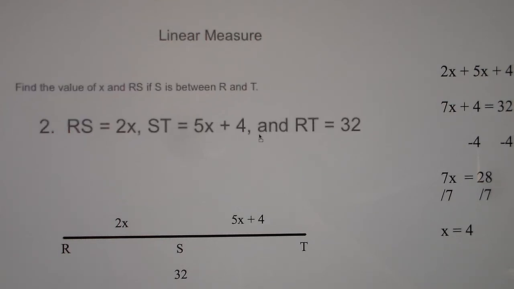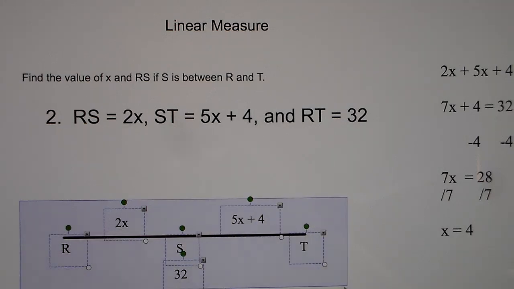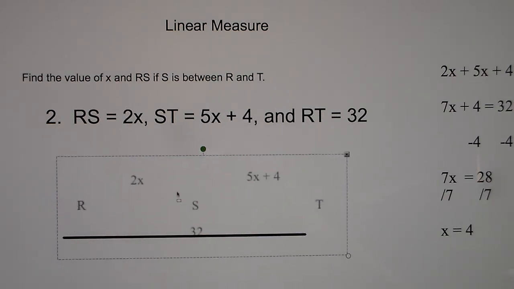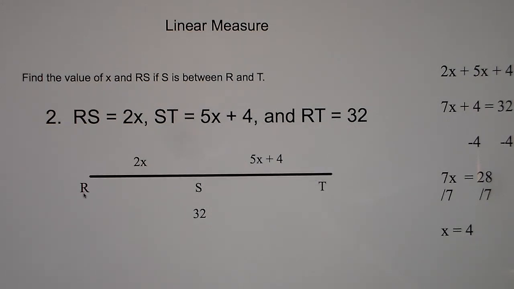We'll do another one. Find the value of x and RS if S is between R and T. RS is 2x. ST is 5x plus 4. And RT, the entire thing, is 32. So we know 2x plus 5x plus 4 is equal to 32.